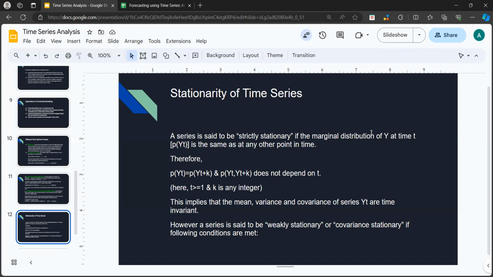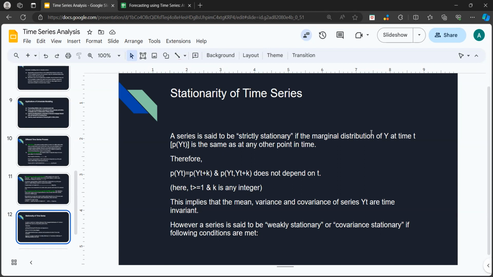Now we will discuss the stationarity of time series. Basically, there's a term called strict stationarity, but you will not use it as much; it's not very useful. The more useful term is covariance stationary, or weakly stationary. If you do research in time series or take a course, you will mainly use the covariance stationary concept.